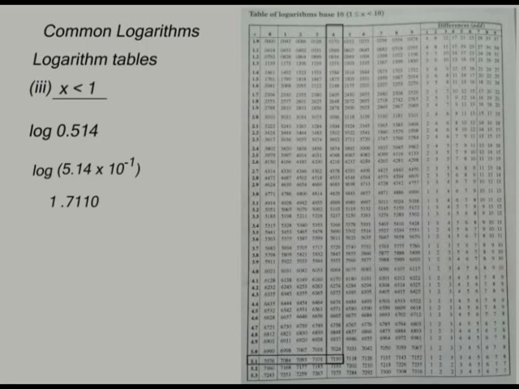Pause for a moment. Notice that the log of 10 raised to power negative 1 is a negative, but that of 5.14 is a positive. If we give the log of 0.514 as negative 1.7110, it will be misleading, because this way we shall be indicating that the entire figure is a negative, but it is not. What we do is that we write the negative sign above 1, so we say it's 1 bar, and that's the logarithm of 0.514.